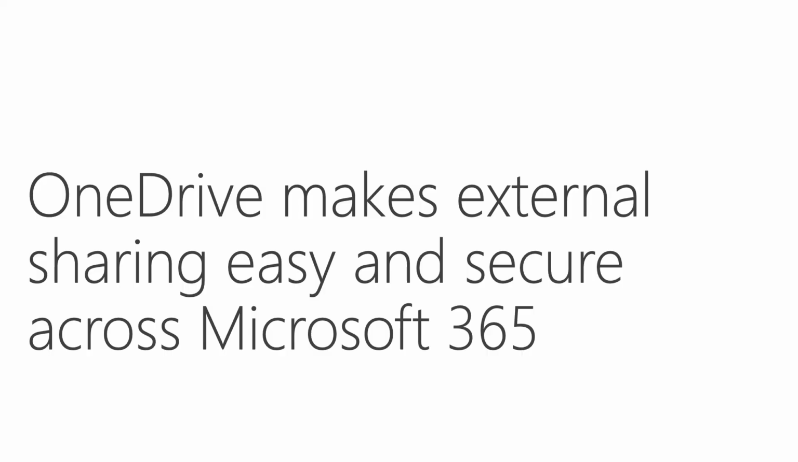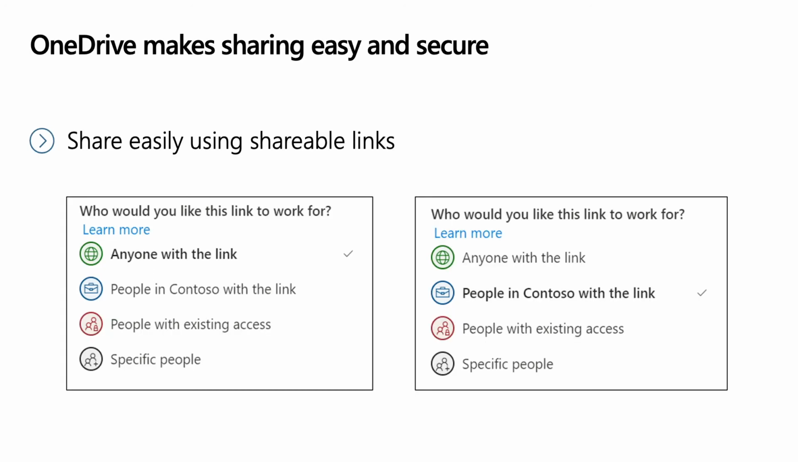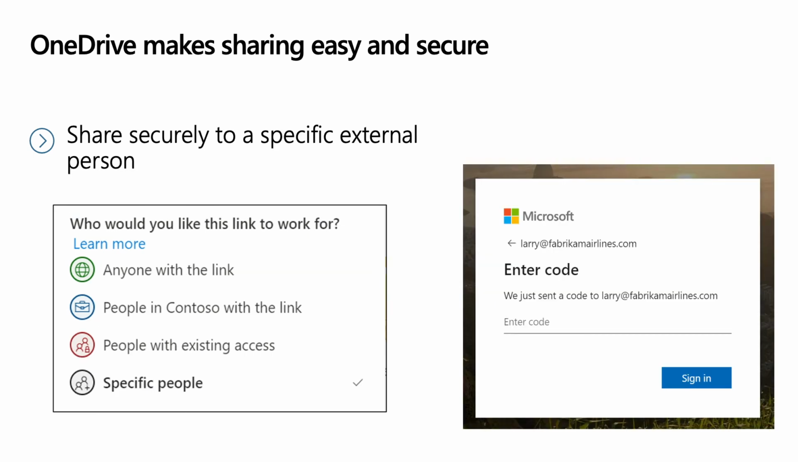Let's switch back to Raphael to close us out. So I hope you can see how OneDrive makes external sharing easy and secure across Microsoft 365. We began by showing you how easy it is to share using shareable links in OneDrive, either ones that work for anyone in the world that has the link, or ones that block external users outside of your organization, but that can still be forwarded easily within your organization. And we showed you how you can share securely to a specific external user without requiring them to create an account.